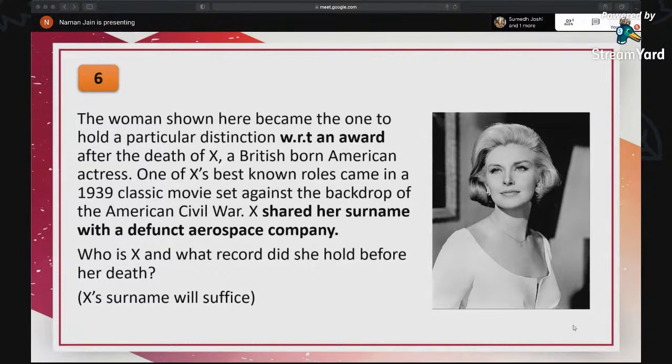The easier part here is the record. Go for the obvious award and what distinction did the person hold. So for X, only the surname will suffice. No need to give the full name because it is shared with a defunct aerospace company, and British American. So you can narrow down on the aerospace company. For those who are looking for 0.5 points, just go for the particular distinction, that is the award part. So again, a two-part question with respect to an award after the death of X. So what distinction does this woman hold? And I need the name of X.